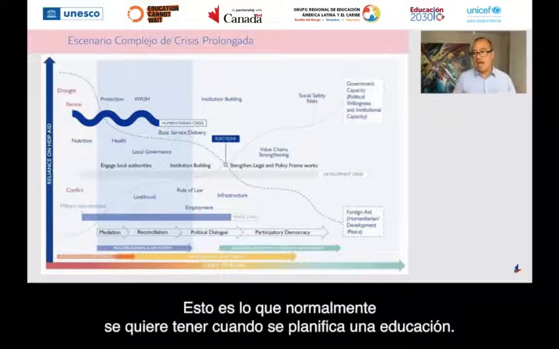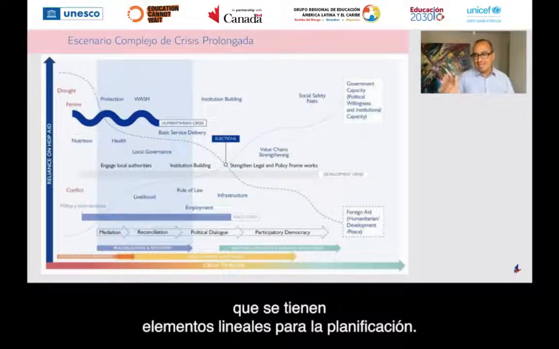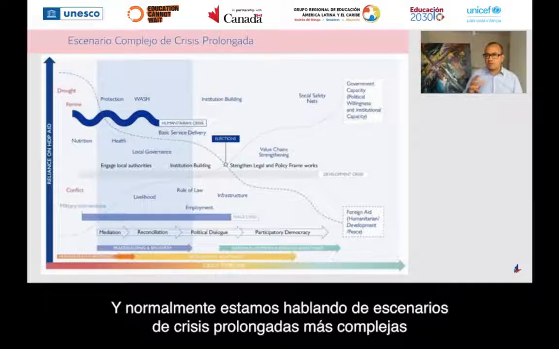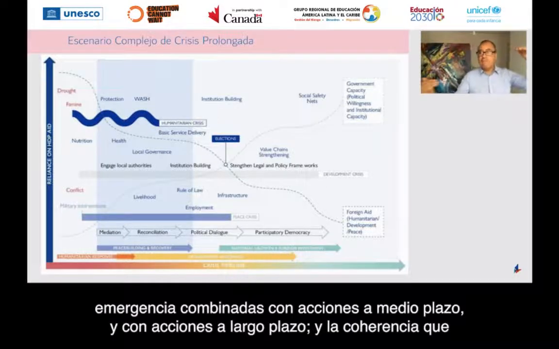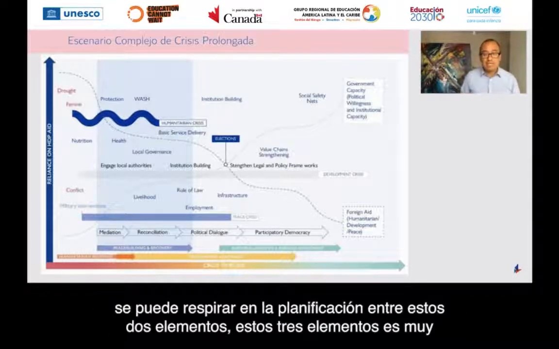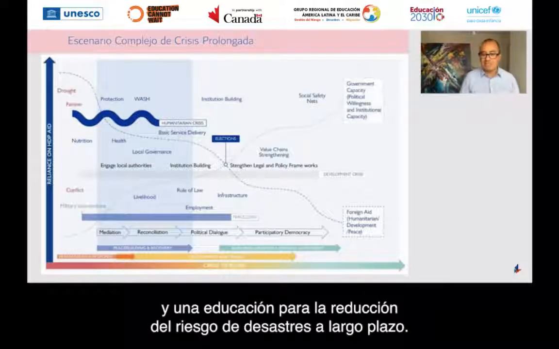This is what normally you're going to have when you are planning in education. It's very rare to have a context in which you will have linear elements for planning, and normally we are talking about more complex protracted crisis scenarios that we need to take into consideration, in which you're going to have the needs for emergency response combined with middle-term actions and with long-term actions. And the coherence that you could bring to the planning between these three elements is very important, because that will secure school safety and disaster risk reduction education in the long term.